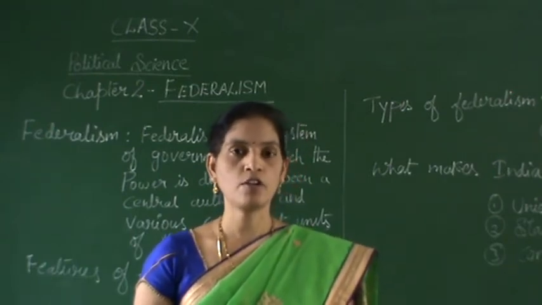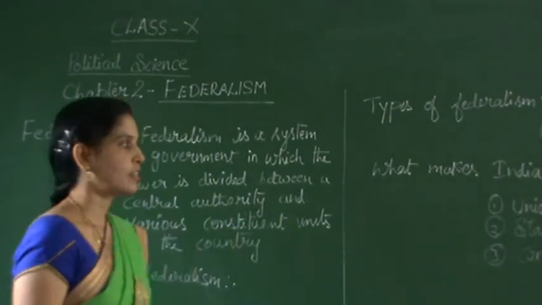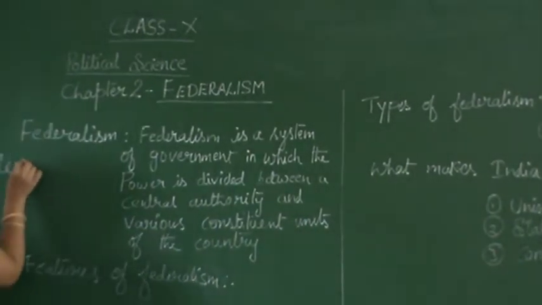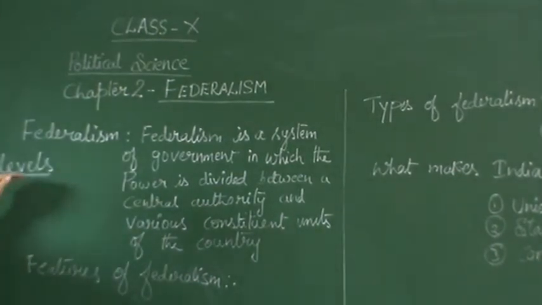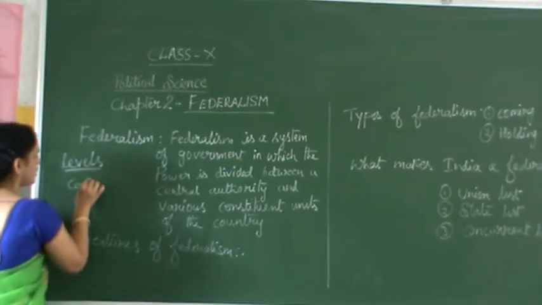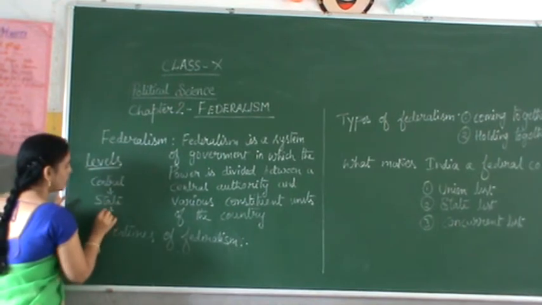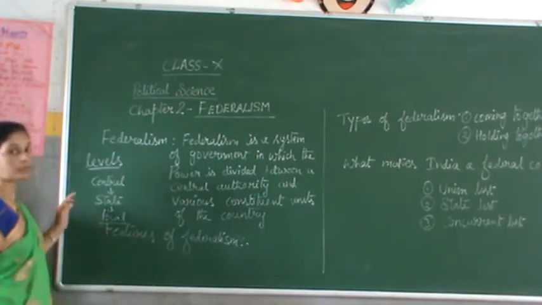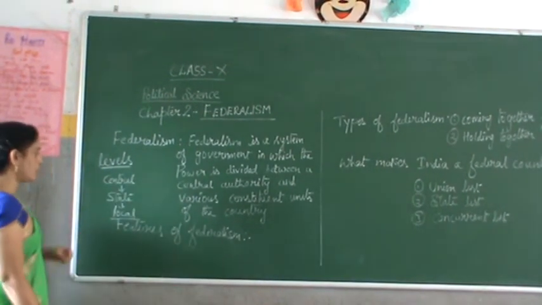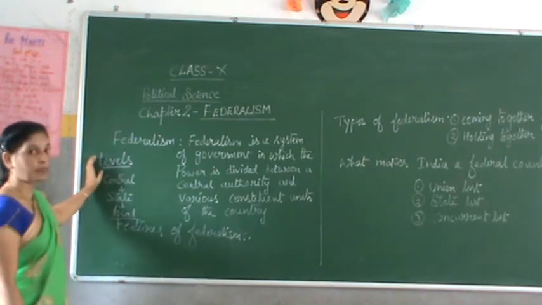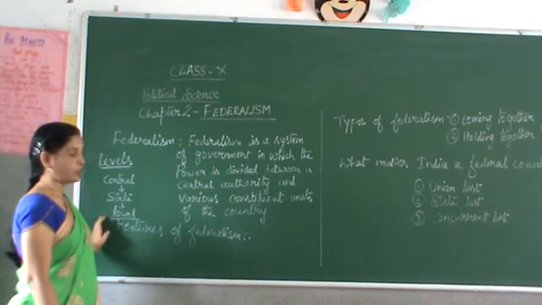Among that, one type of power sharing is power shared among different levels of the government. Yes, different levels of the government. In this, the power is shared between different levels, that is central, state and local level. So this was one form of power sharing that we have come across. The power is shared between central government, state government and local government.